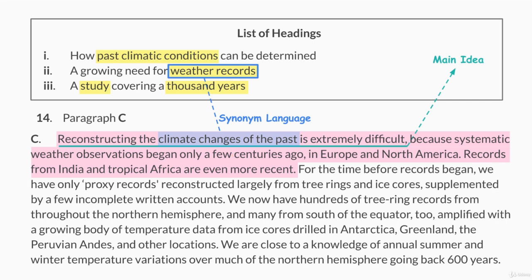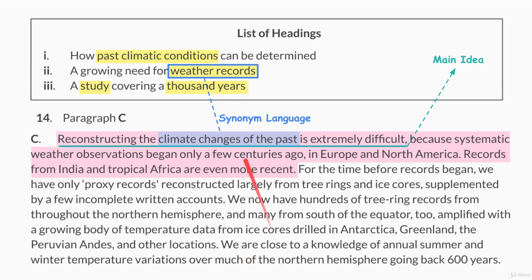Now, at this point, if you are not sure about the answer, you can also read the last sentence. So let's go ahead and read it in this case. It says, we are close to a knowledge of annual summer and winter temperature variations over much of the northern hemisphere going back 600 years. So what it's telling us here is that we are very close to a knowledge of the annual summer and winter temperature variations, meaning that we are almost there, but we just need more data, see?